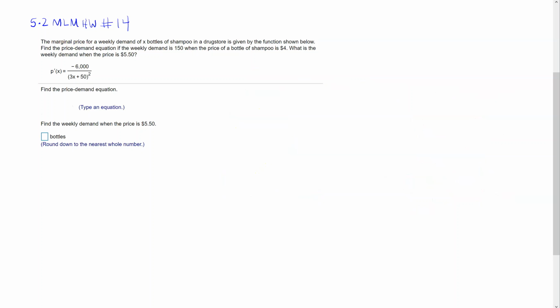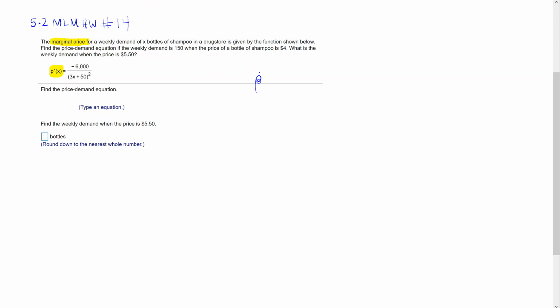This is question 14 on the 5.2 MyLab Math homework. We're told the marginal price for a weekly demand of x bottles of shampoo in a drugstore is given by the function shown below. So the marginal price, P prime, is given by this function, and we're being asked to find the price demand equation.